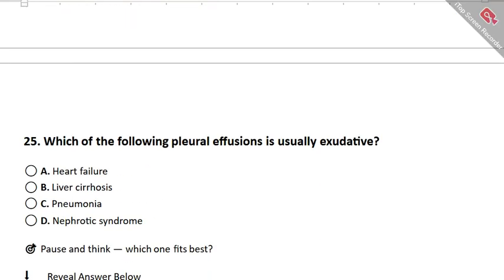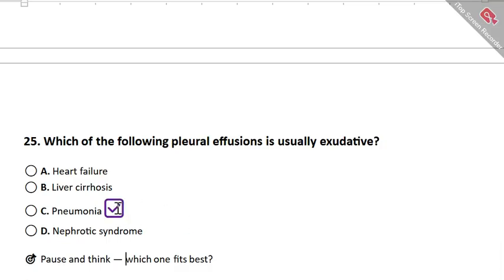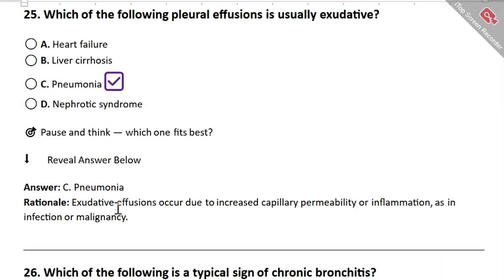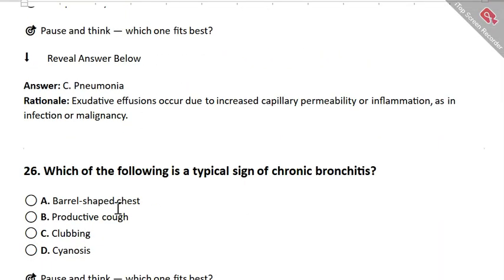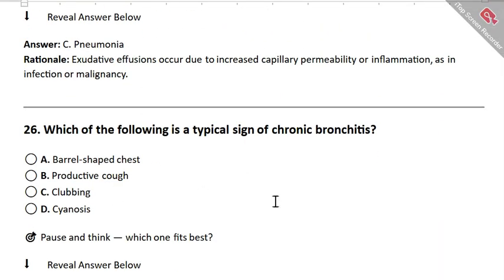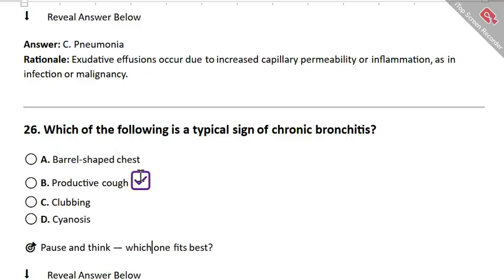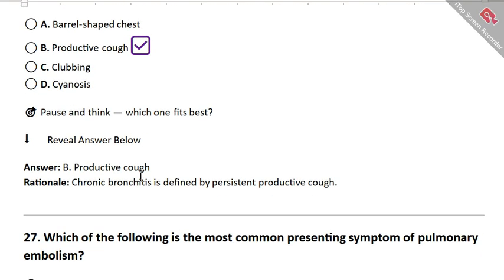Which of the following pleural effusions is usually exudative? The correct option is option C, pneumonia. Let's move to the next question. Which of the following is a typical sign of chronic bronchitis? And the correct option is option B, productive cough. Let's move to the next question.